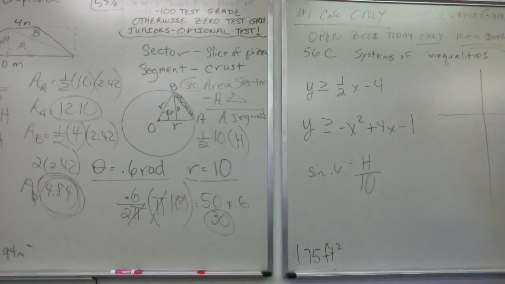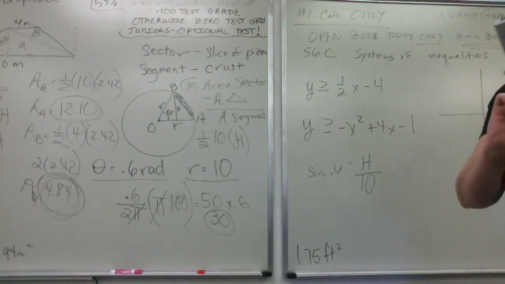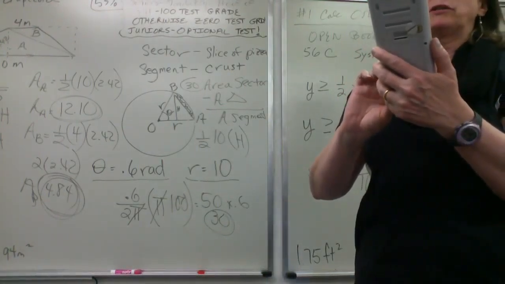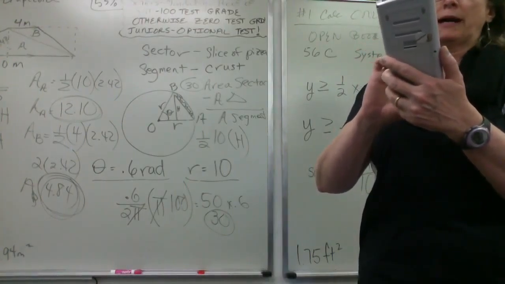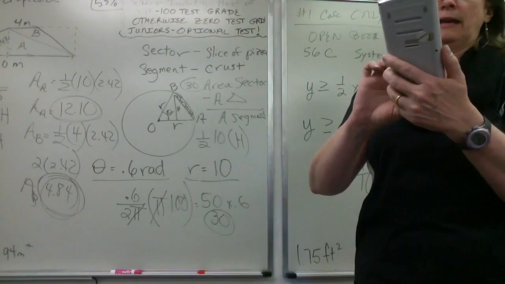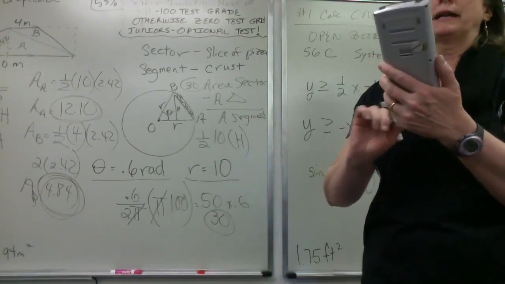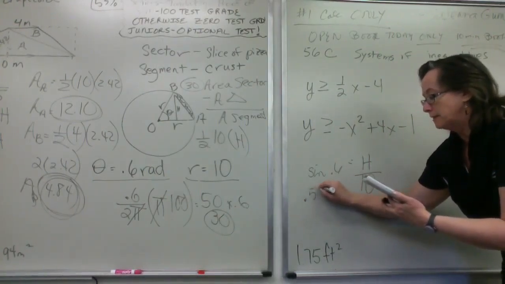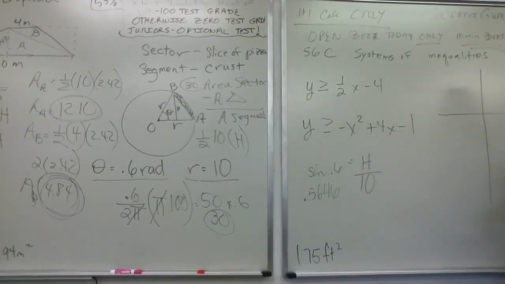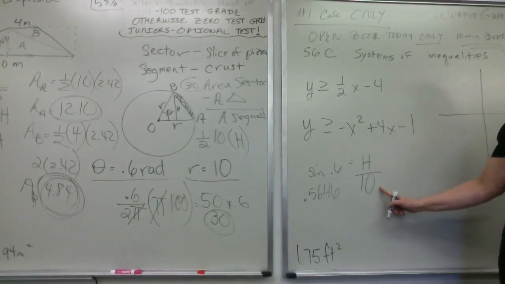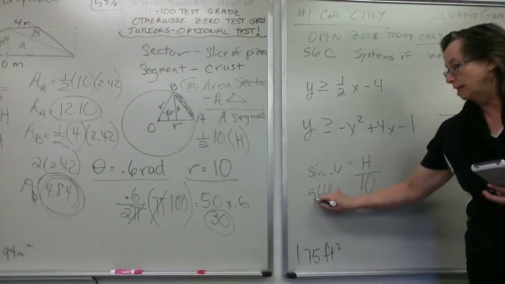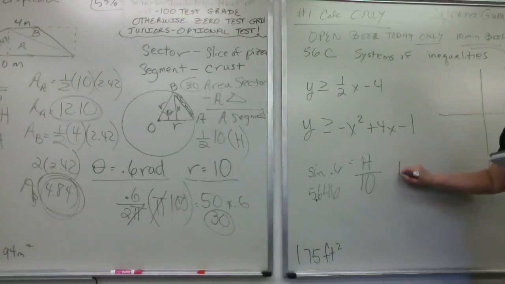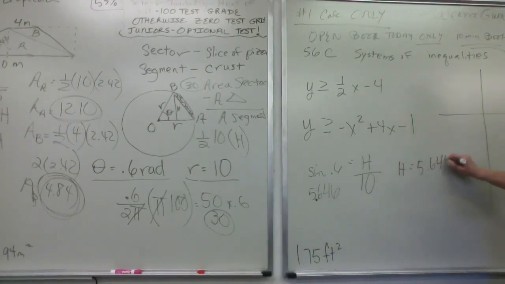So I'm going to go to mode. I'm going to switch from degrees to radians. Enter, switch, and then I'm going to enter that. Now I'm in radians, and I'm going to go back and do sine of 0.6. It is now in radians, so it should give me the right answer. And I get sine of 0.6 is 0.5646. Then I'm going to multiply it by 10. When I multiply it by 10, what will it do? Move that decimal, right? So my height is 5.646.